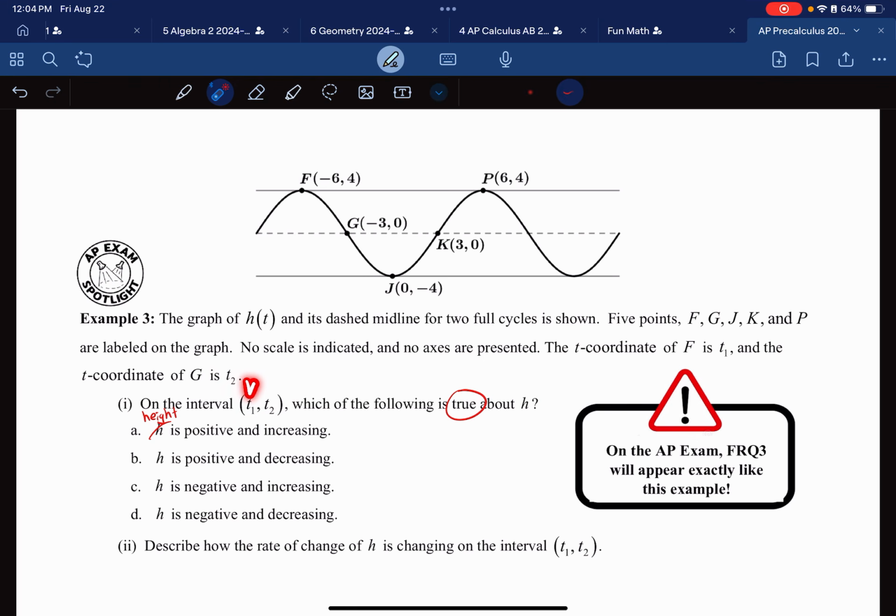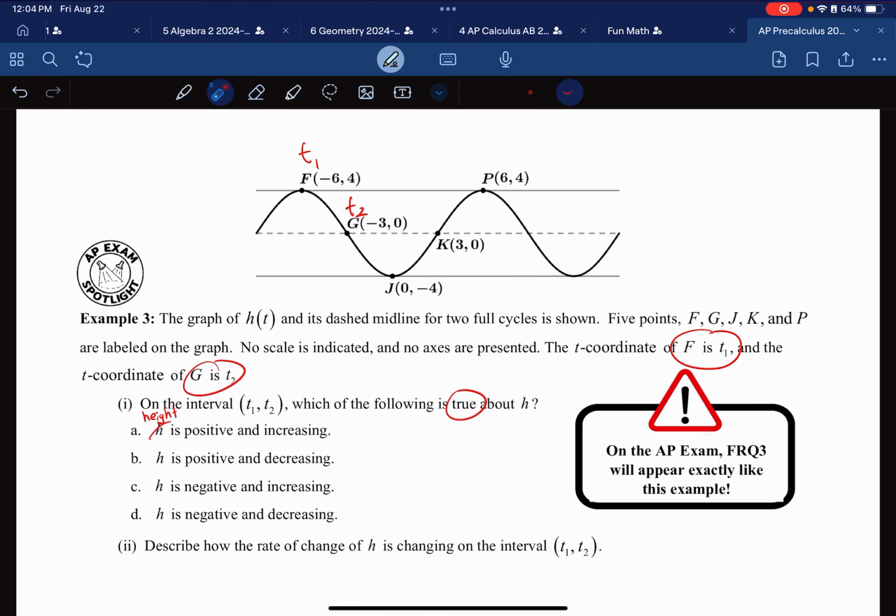Oh, it's only talking about T1 and T2. Well, T1 is F. Let me circle some important information. T1 is F. Let me label this one. This one is T1. And it says over here that G is T2. So let me circle that. That's important too. G is T2. Okay, so it's only talking between here and here.